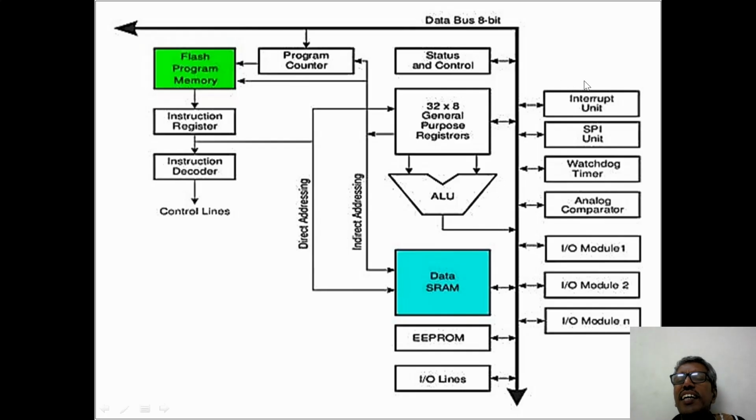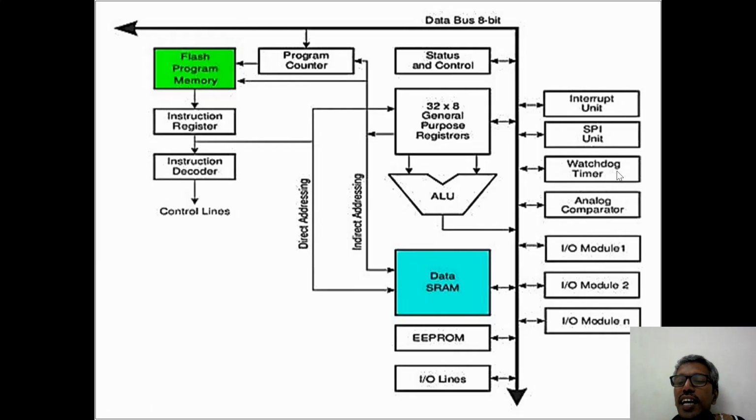Here we have SPI interfacing. We already discussed that we have serial communication. In this Arduino, we are using the serial peripheral interface protocol. The watchdog timer is used to find any malfunctions that happen. The watchdog timer will alert the processor.